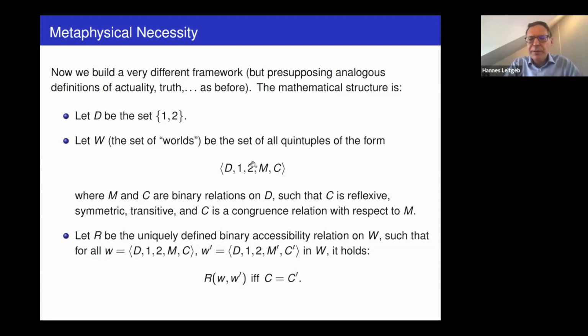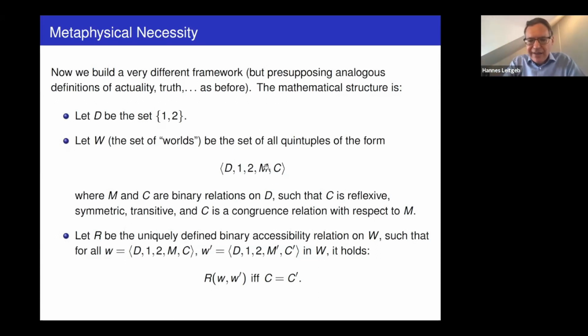Now, the worlds will be quintuples now, where 1 and 2 are just the objects that are in the domain. So I have, as it were, distinguished individuals that I put into my worlds. It's like in mathematics. Some mathematical structures have distinguished objects, like the 0, for example. The field of real numbers has a distinguished function, and that's why you put it as a distinguished object into the structure of the real numbers. And I do the same here. 1 and 2 will be very specific in what they are doing.